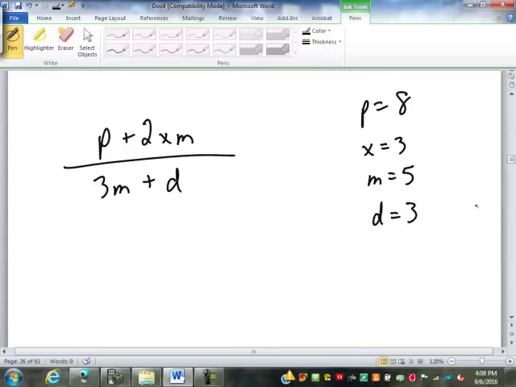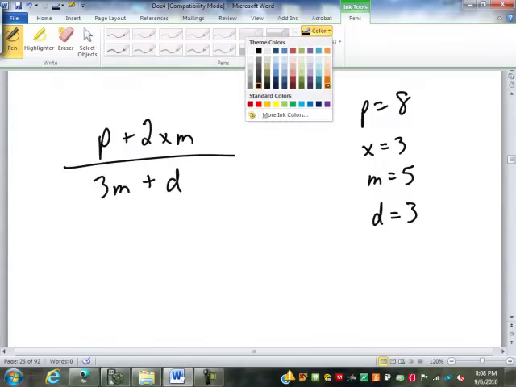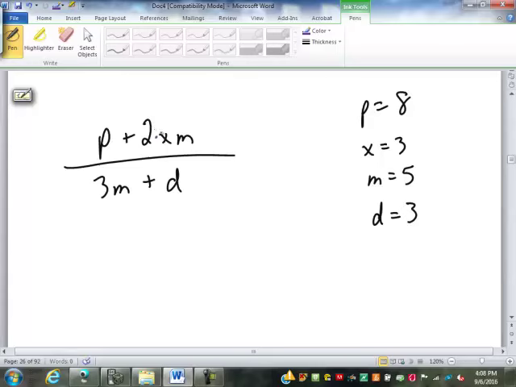I want you to try this one in your notes quick. See if you can make it work. Now, a little note where it says 2xm, that means 2 times x times m. We just don't write it in there. But try that in your notes and see what you come up with.